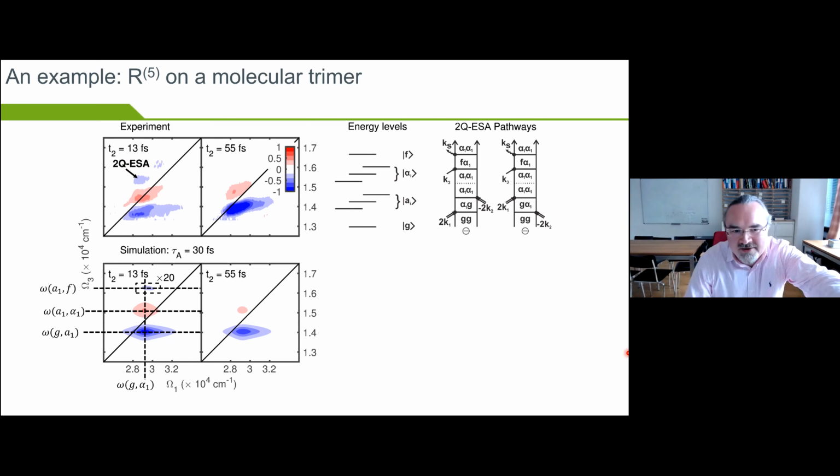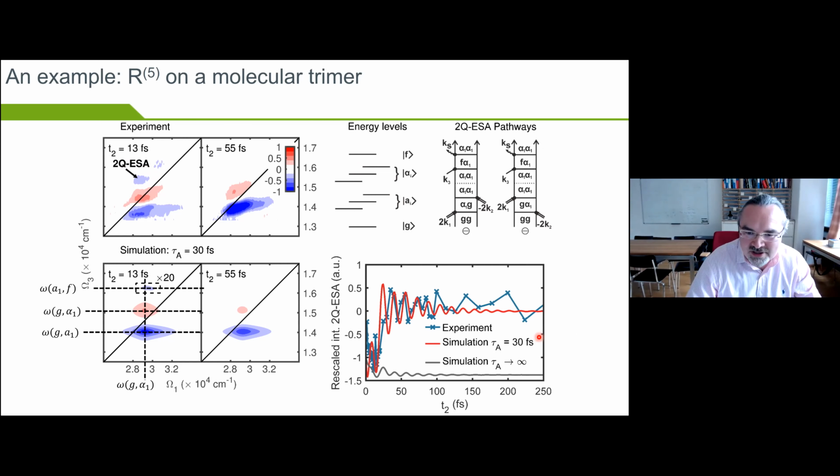Now, comparing carpets here, experiment and simulation, it's nice, but there must be many parameters we can use to reproduce this, right? But we can also look at time traces. So this is the time trace of the integrated 2Q signal up here. So we draw a box around this signal, and then we look at what we see. We see a fast rise, from negative to 0, which is due to exciton-exciton annihilation. Let's say this is due to the relaxation out of this alpha manifold to the A manifold.